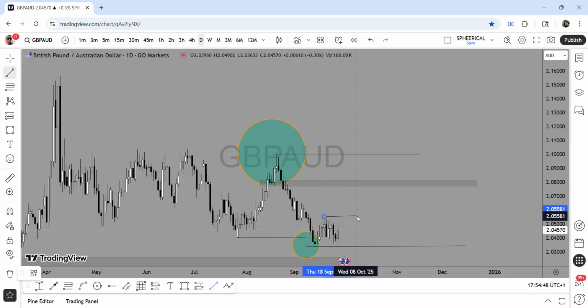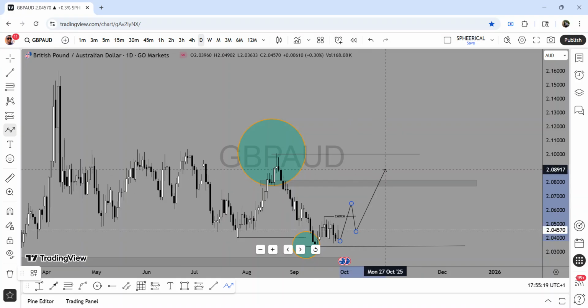So we're going to mark it out. Then we're going to call it our change of character. So we will be expecting the market to either move from here, break this structure, then retest the order block or the fair value gap formed and move in this direction.